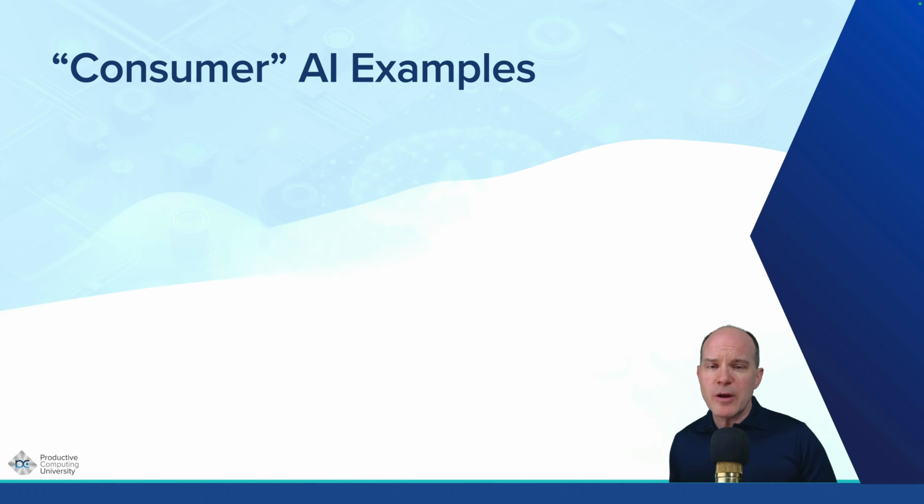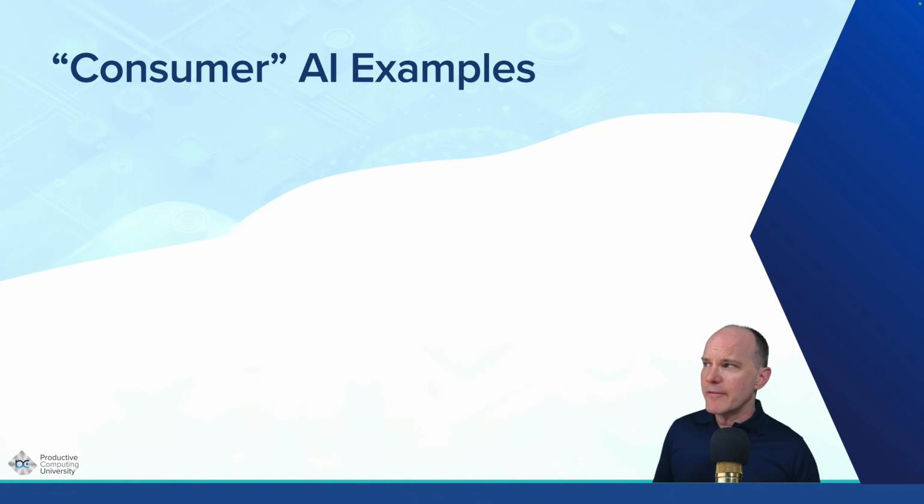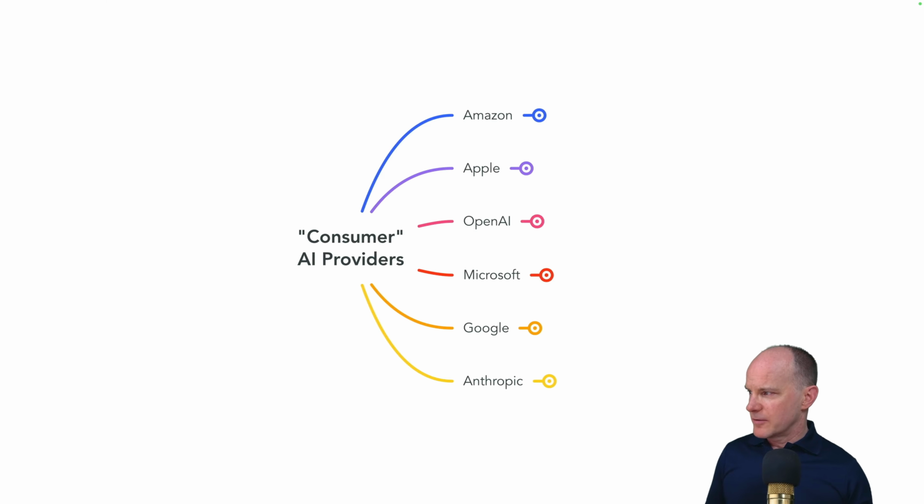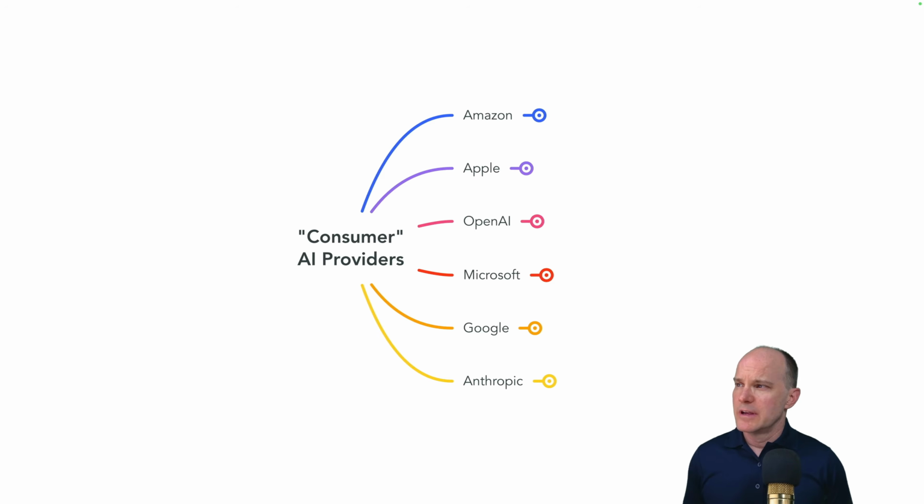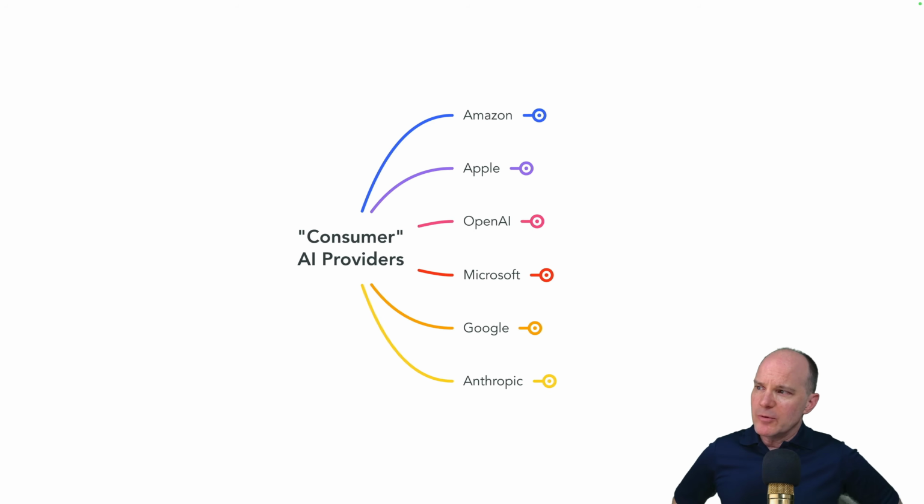Okay, so let's talk about consumer AI. Some of this will be obvious, but some of it may not be. So I'll bring up a chart here, a workflow or a mind map, if you will. Here we have a listing of consumer-based AI companies: Amazon, Apple, OpenAI, Microsoft, Google, and Anthropic. These aren't the only companies that provide consumer-based AI, but these are the big ones and the main ones we think of and probably already have used on a daily basis.